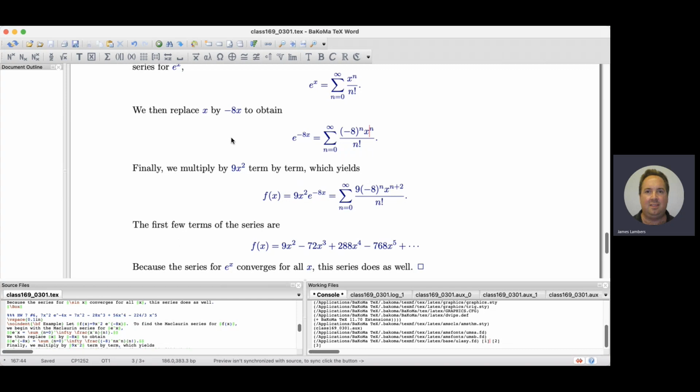Now, if I had a function whose series had a finite radius of convergence, capital R, and if I replace x by 8x, what that does is reduce the radius of convergence by a factor of 8. This is not an issue here because the original radius of convergence is infinity. If I divide that by 8, I still get infinity.